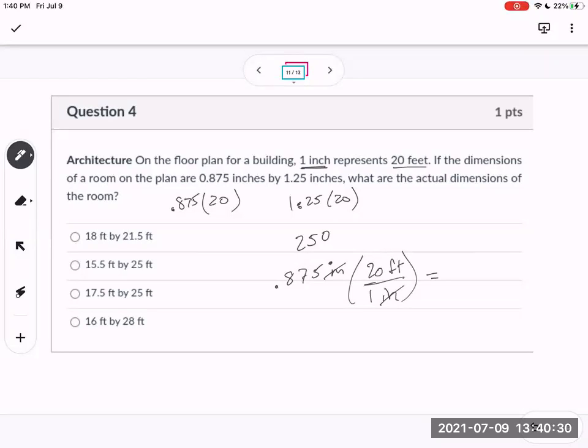Put that in one second. 0.875 times 20 is 17.5. So you get 17.5 by 25 feet as your answer. There you go. Okay.